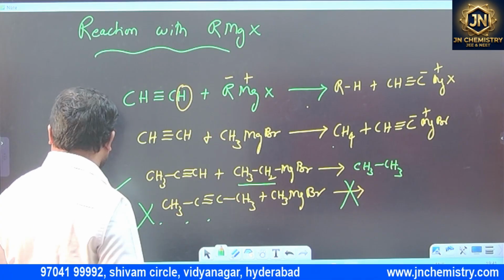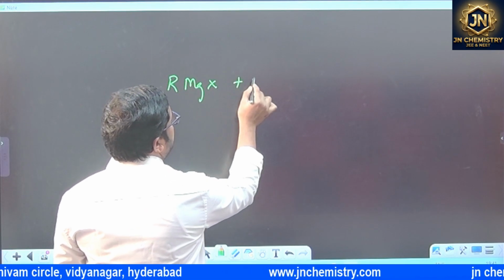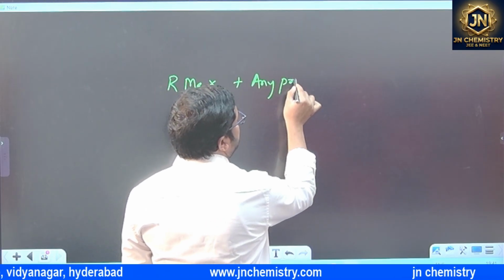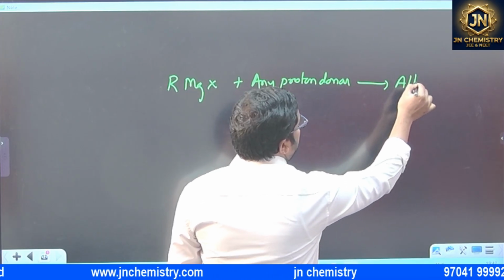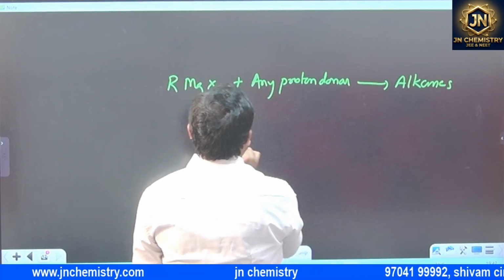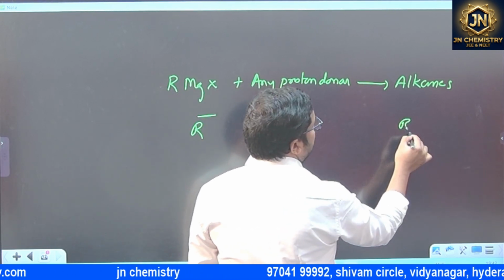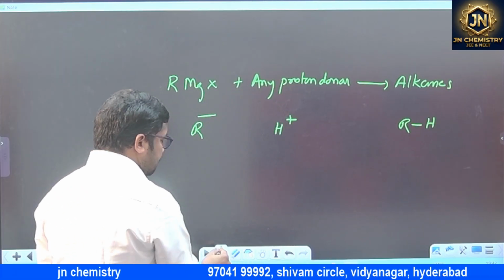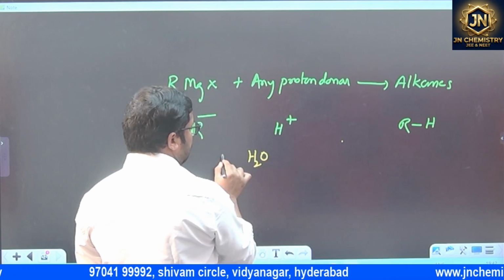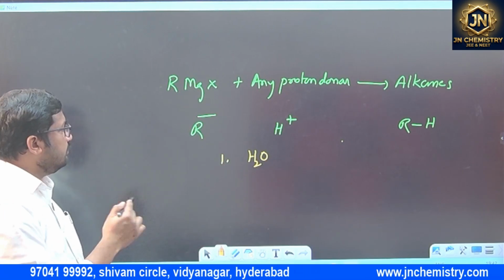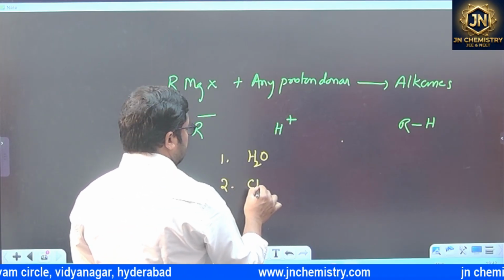RMgX reactions: RMgX plus any proton donor will give alkanes, right? R minus here, proton donor means H plus, right? Will get RH. What are the proton donors? Let me know the list. Water is a proton donor. Okay. RMgX with water, so we'll get an alkane. Next, Nana, this acetylene.